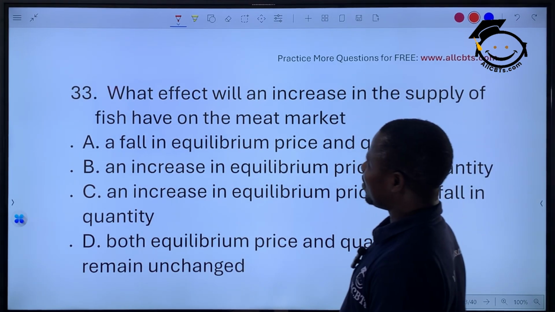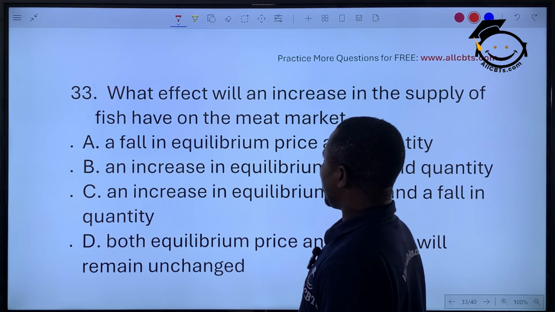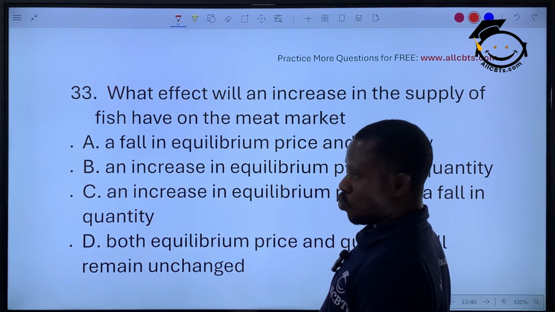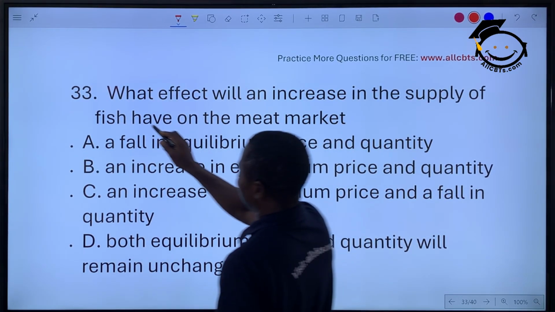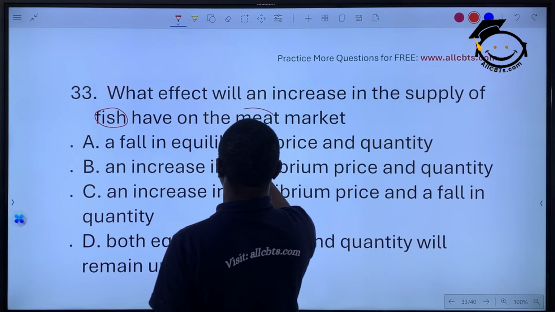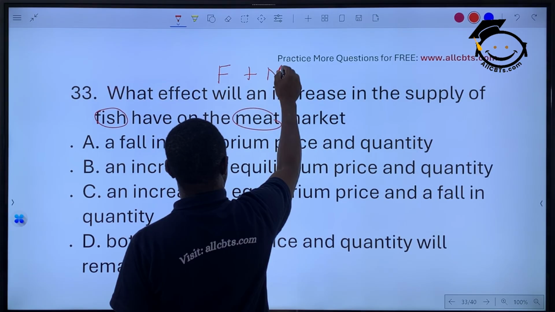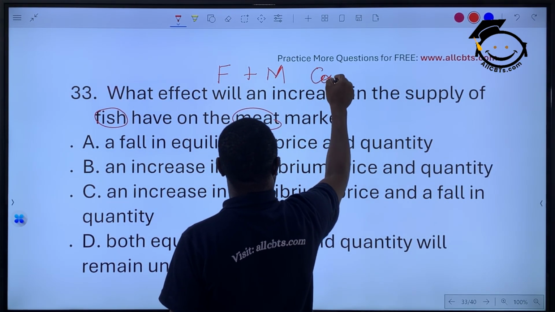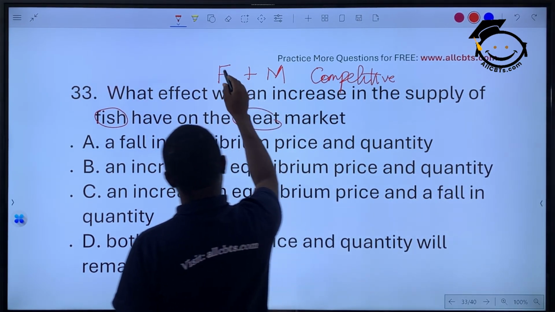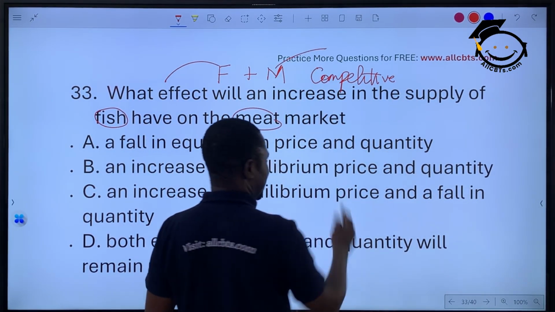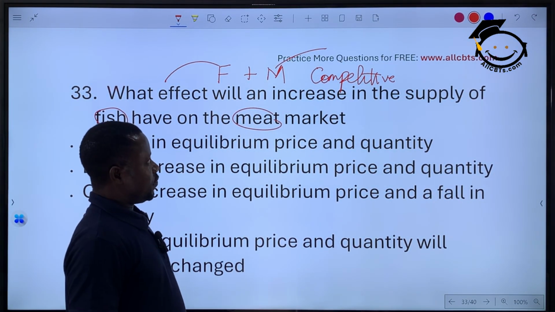What effect will an increase in the supply of fish have on the meat market? Ooh, wow. Now look at it. Fish, meat. Fish and meat are what? They are competitive. The word competitive means you either consume this or that, just like the previous question we just answered on coffee and tea.